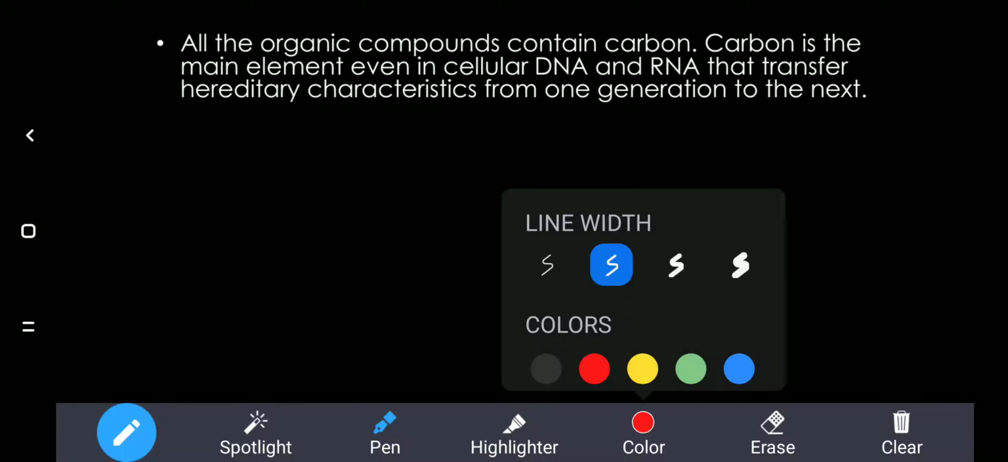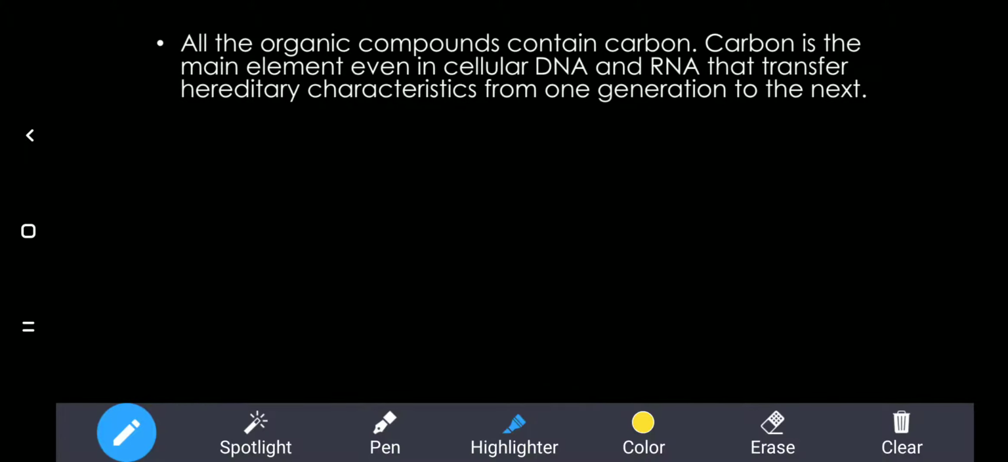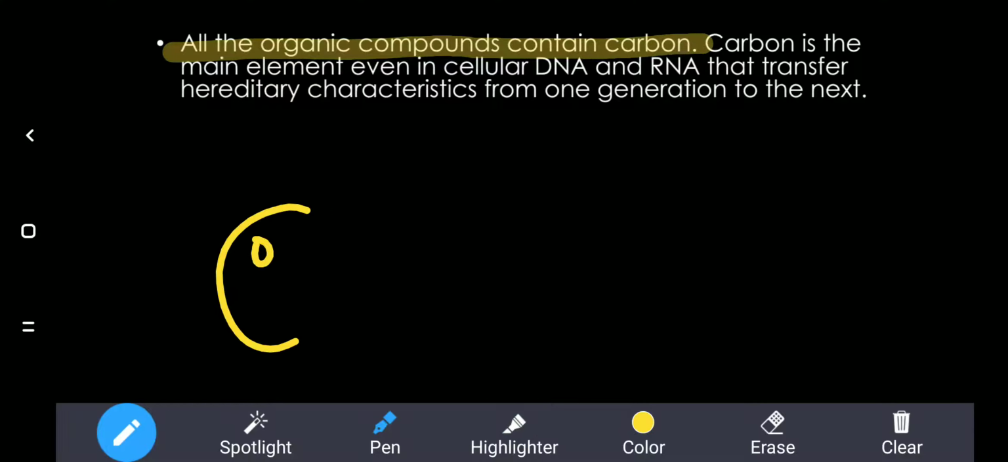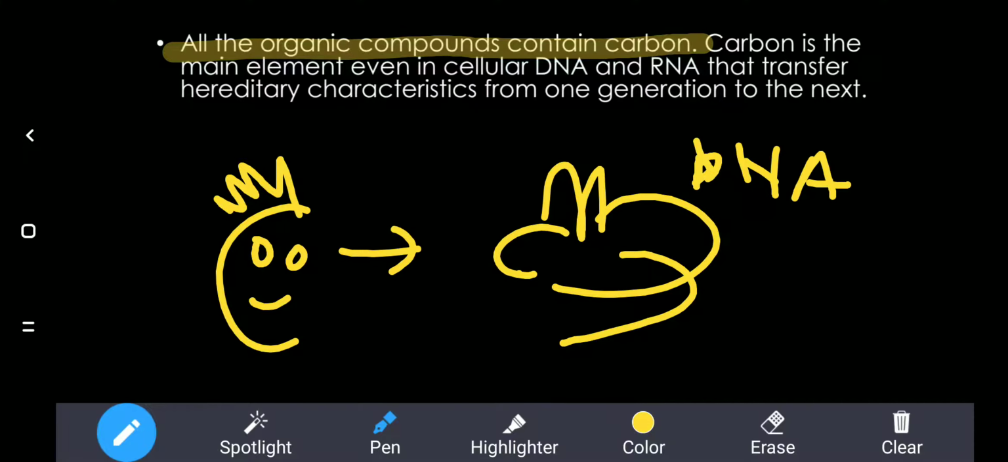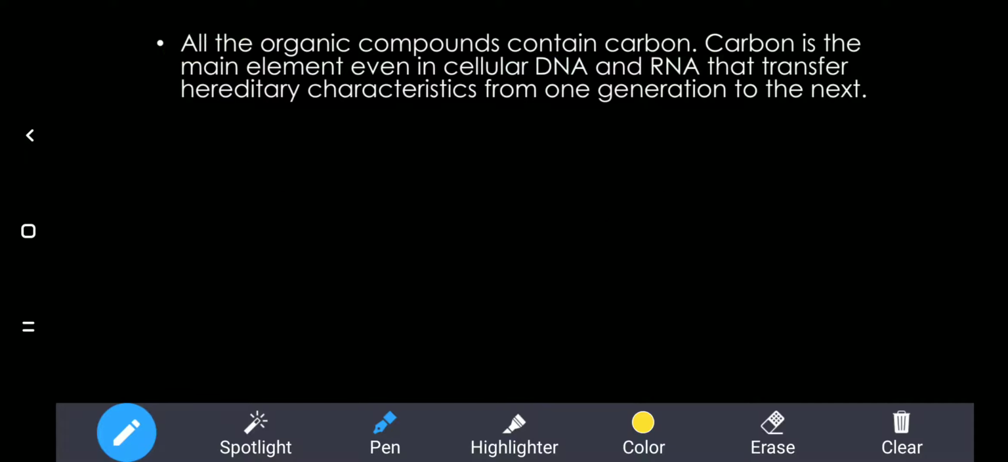Now we have something important. All the organic compounds contain carbon. Our very hero, carbon, is involved. Carbon makes organic compounds. So, for example, from the rat's body, I took out DNA. DNA is the genetic material. From the rat's body, I took out DNA, and the DNA is made up of carbon atoms. This DNA structure, if we want to see, looks something like this.